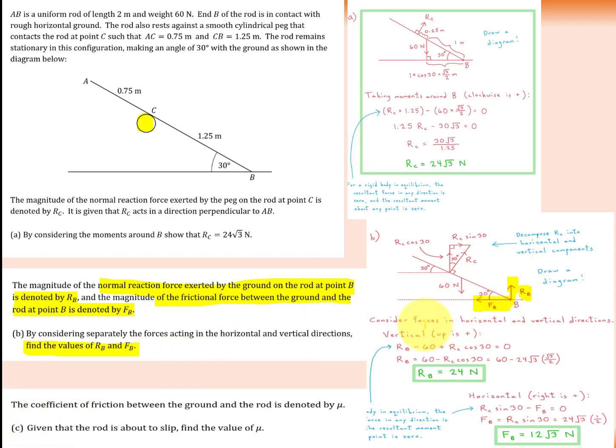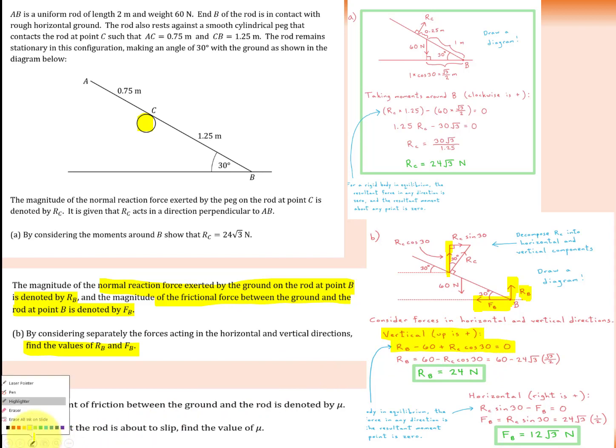So forces in the horizontal and vertical direction. So vertical is just up, and we're choosing up as positive. So RB, you can say actually equals 60 plus RC cos 30 because of our diagram here. Okay, that's the vertical. Or you can write it like so, RB minus 60 plus RC cos 30 equals 0.